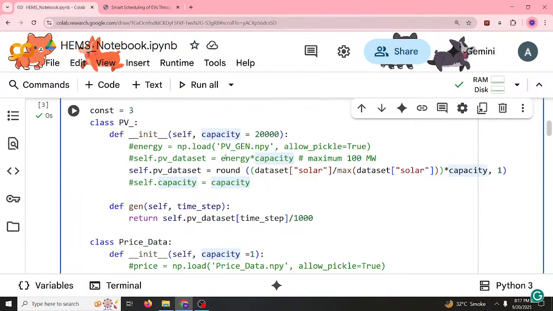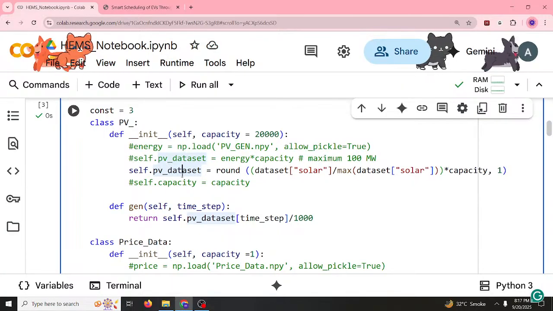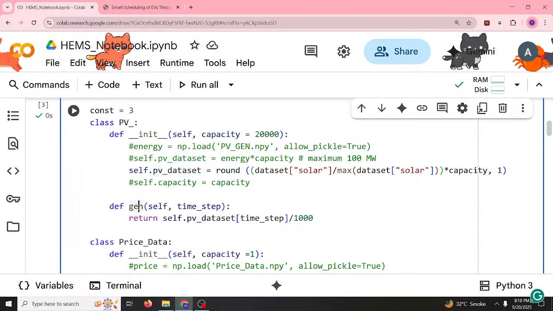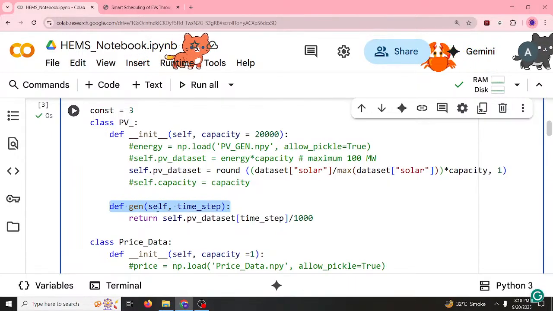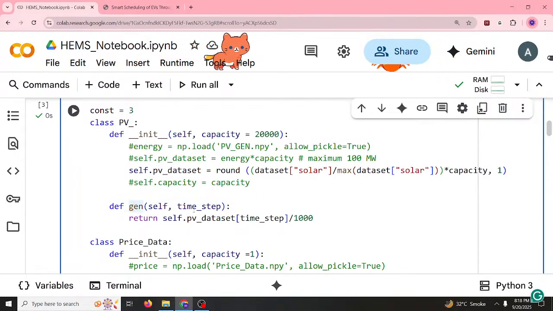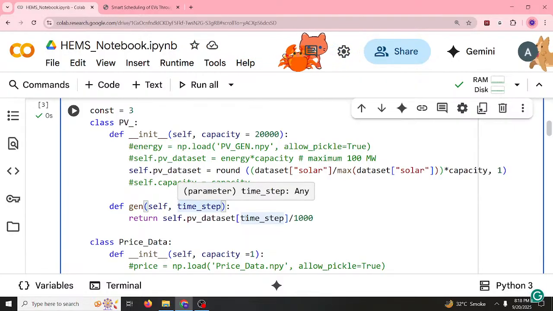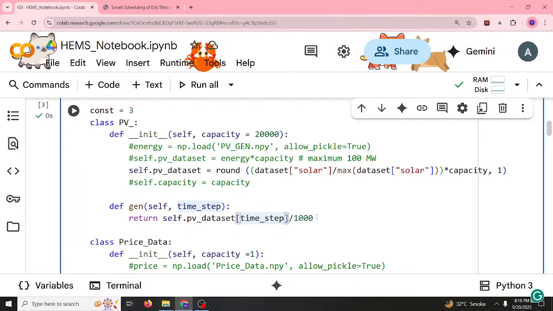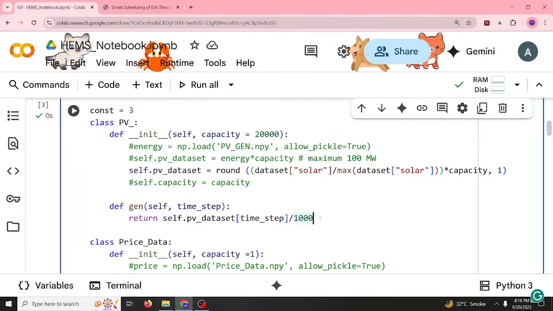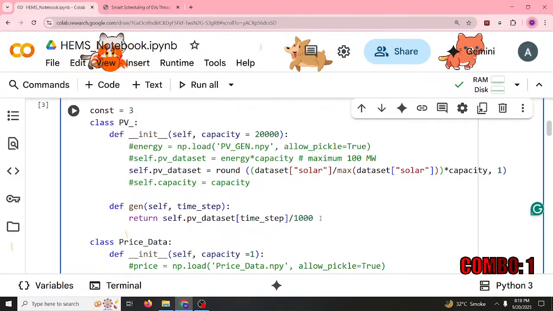So what we did is that we just got this data set in a variable, and then we defined a function here. This method actually calls this time step. At any time step t, we just get this value from the PV dataset and divide it by 100 to convert it to kilowatt.